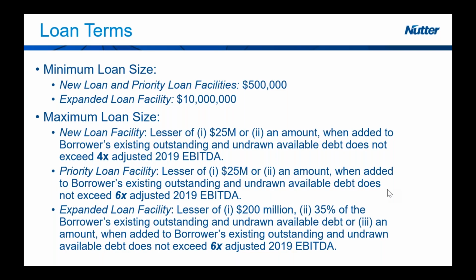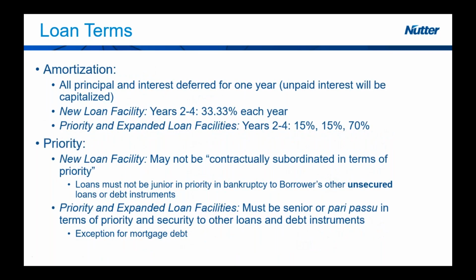For each of these loans, all of the principal and interest will be deferred for 1 year. For the new loans facility, this will then be paid back in equal installments over years 2 to 4, 1/3 each. For the priority and expanded loan facilities, this will be paid back in installments that start at 15% for years 2 and 3, and then jumps up to 70% to be paid back in year 4. So that's something to think about in terms of the schedule for repayment and how aggressive you want to be with your repayment of these loans.